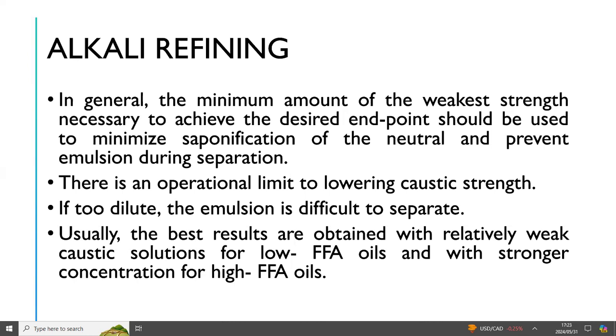Usually the best results are obtained with relatively weak caustic solutions for low free fatty acid oils and with stronger concentrations for high free fatty acid oils. So for example, the low free fatty acid oils are your canola and also your soybeans, and the high usually is your cotton.